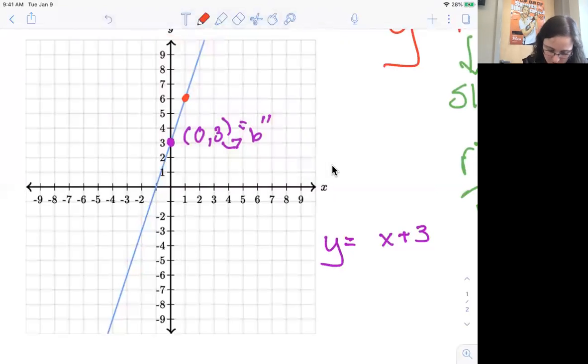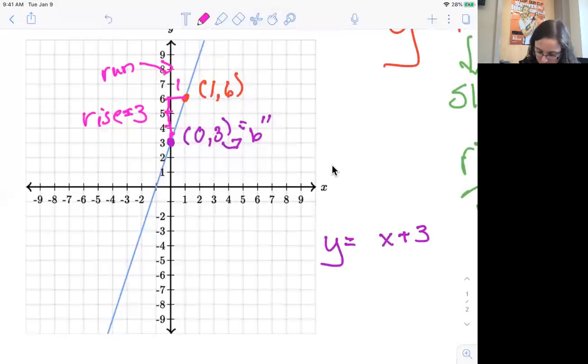So I'm going to look at where there is another clean point. So this looks pretty good. So that's the point 1, 6. All right, so what I would do then is count rise over run. All right, so rise and run. So I go up 1, 2, 3. That's my rise. Try to make that as neat as possible. And then I run 1 unit. So my slope is 3 over 1, or my m.